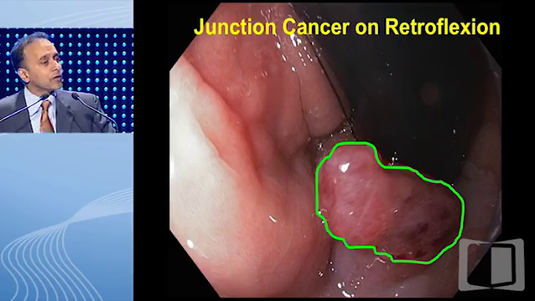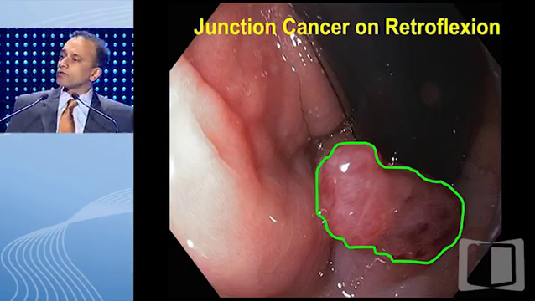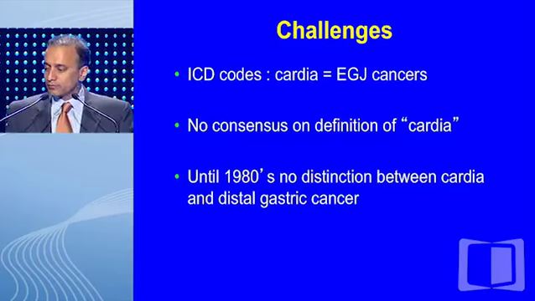that's an important part of a maneuver that we do in patients who are high risk for these cancers, because some of these subtle cancers can be missed. And so this is a pure GE junction cancer right at the gastric cardia seen on retroflexion of the endoscope.